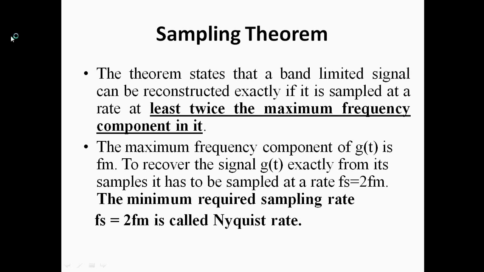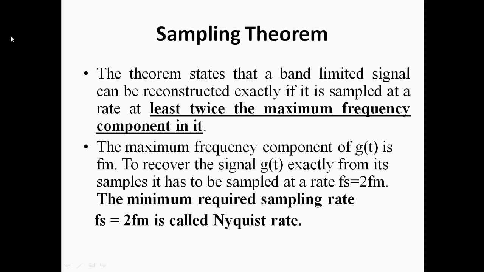So here in this experiment, we'll be coming across three different cases. One is undersampling: what happens if I sample at a frequency lesser than the required sampling frequency? Then the oversampling condition, and the proposed Nyquist sampling condition.